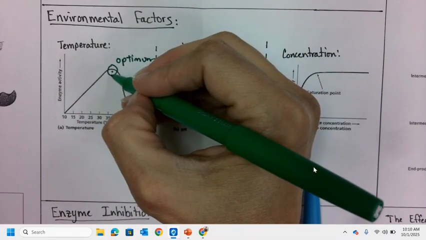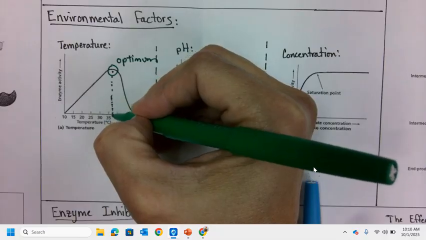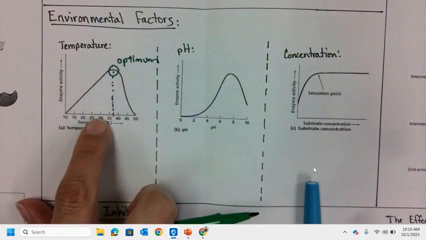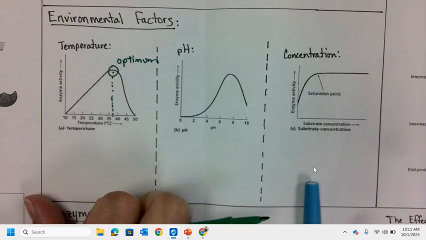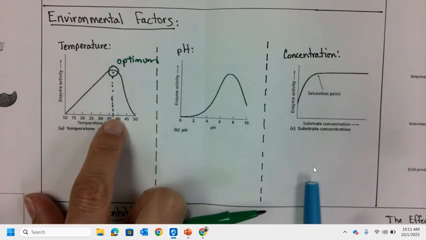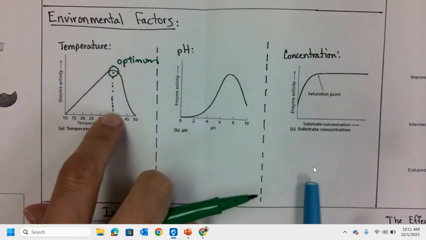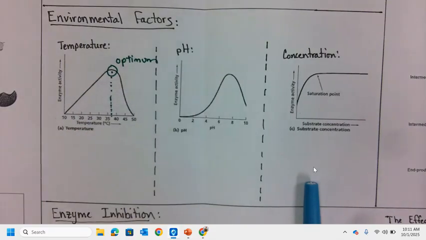And if we drew a dashed line down, I should use a ruler for this, we'd see the optimal temperature for this enzyme's activity. It looks like about 38 degrees Celsius, right? Not every enzyme will have the same optimal temperature, but that's just the optimal temperature of this enzyme.